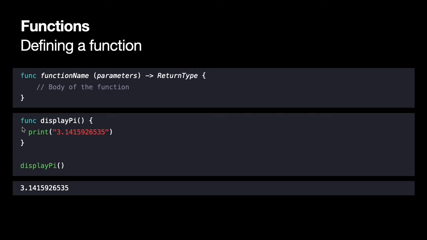Here's an example of a simple function where we display pi. We have no parameters and we have no return type because we're not actually returning a value. Instead, we are just printing to standard output. And then here's an example of us calling display pi. Even though we have no parameters, we still include the empty parentheses when we call the function, which helps tell the compiler that we are calling a function. And then pi gets displayed to standard output.